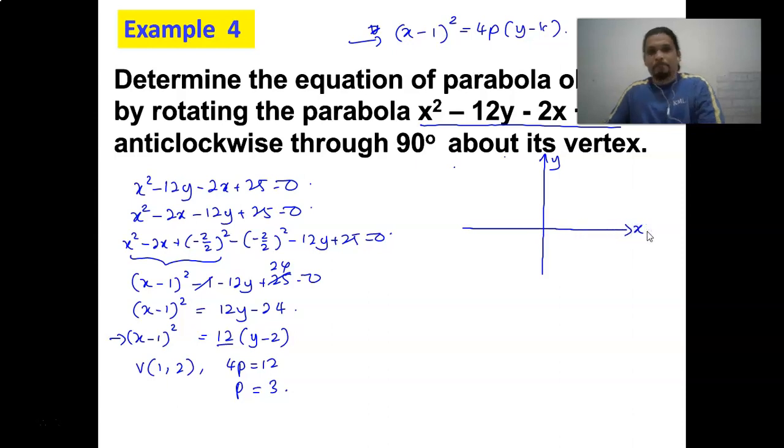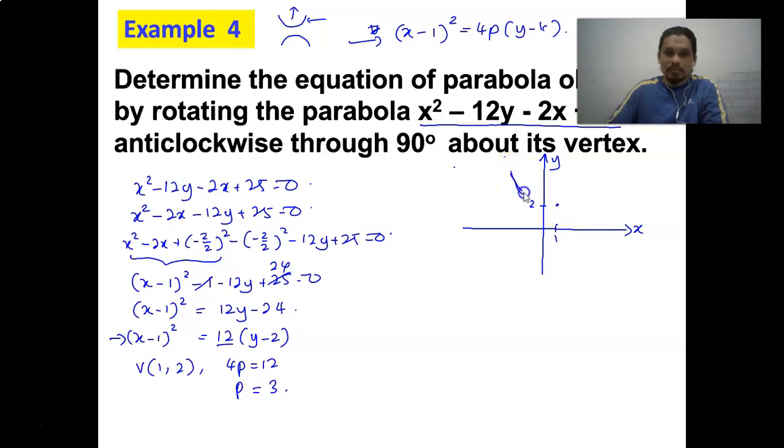Okay, so the vertex of this is (1, 2) and p equals 3. The highest degree here is in x, which is 2, so the graph will be facing up or facing down. But given that p is positive, the graph is facing upward with a vertex of (1, 2).